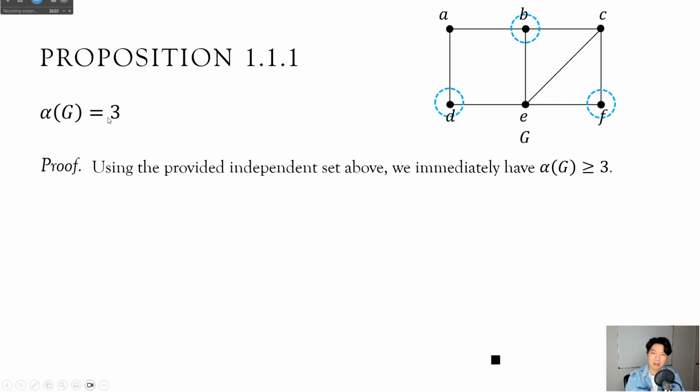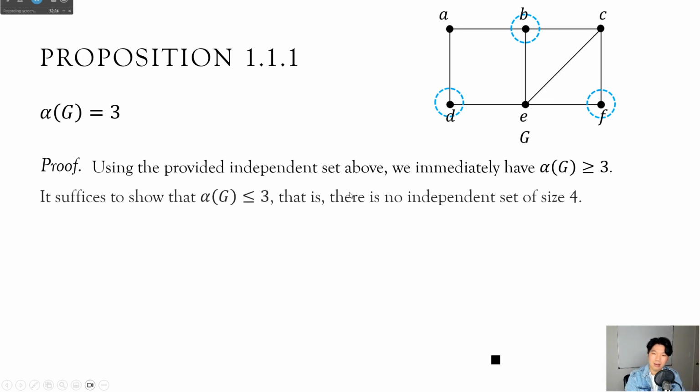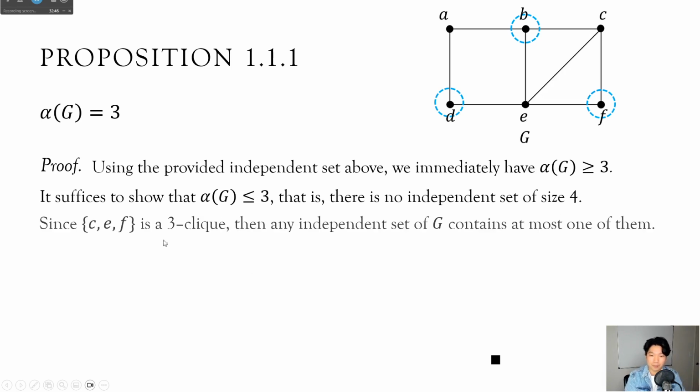So if I want to show that this is equal to 3, then I should be showing that this number is less than or equal to 3. If this is true, then it has to be equal to 3. This is equivalent to saying that I don't have any independent set of size 4. And as it turns out, this is something that you can check on your own time as well. There is no independent set of size 4.